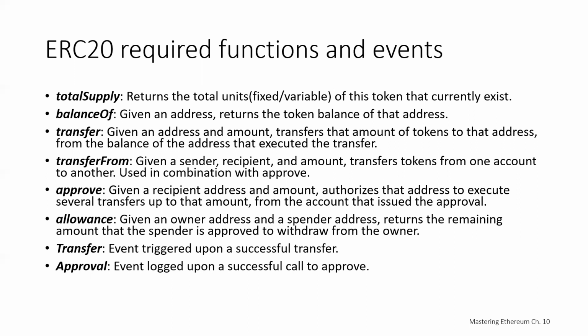Approve, given a recipient address and an amount, authorizes that address to execute several transfers up to that amount from the account that issued the approval. So approve and transferFrom work together. Allowance, given an owner address and a spender address, returns the remaining amount that the spender is approved to withdraw from the owner.